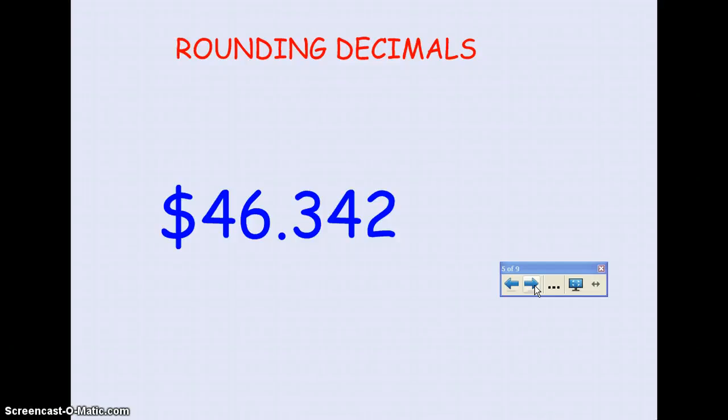Now we're going to talk about rounding decimals. And I put this number 46.342 to sort of get us started. I'm going to give you a quick review on rounding, and then there's some questions at the end that you can do on your own. So in this situation, we know we can't have $46.303 and decimal 342 cents. So we need to round. So we're going to round to the nearest hundredths.